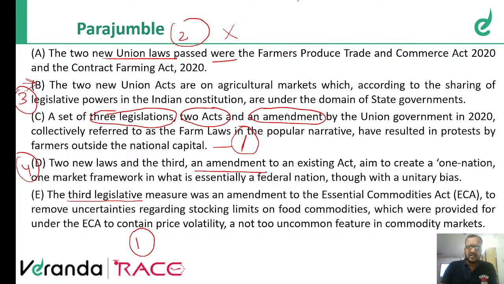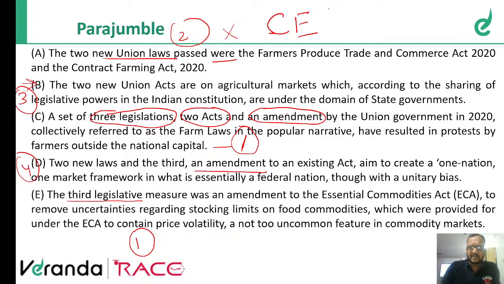So if we see, C is the first sentence. The third legislative measure was an amendment to the Essential Commodities Act. So this is 3 legislation. So E will be the second sentence. Going by logic, the 2 new union laws passed for the Farmers Produce Trade and Commerce Act, because it talks about the 2 acts or 2 laws.